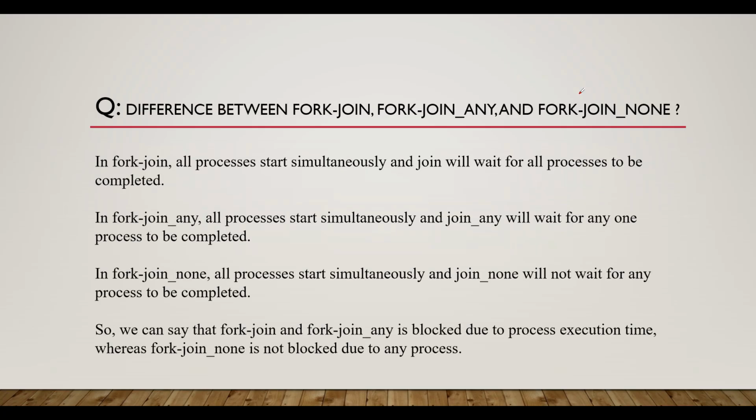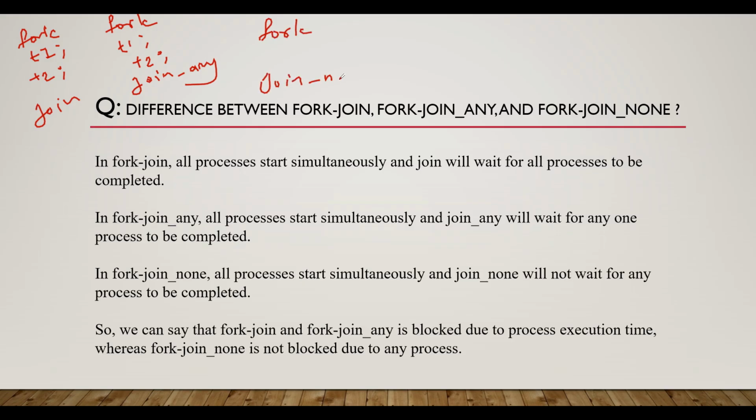Difference between fork join any and fork join none. Let me give you a simple example. Suppose we have written fork and join, and inside that we have, let's say, thread 1 and thread 2. So we have two threads. Now let's consider another, fork join any. Inside this we have two threads, thread 1 and thread 2. Thread means nothing but some statement or some expression. And inside fork join none also we have two threads, thread 1 and thread 2.